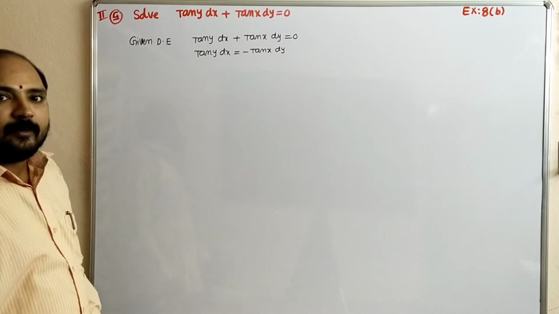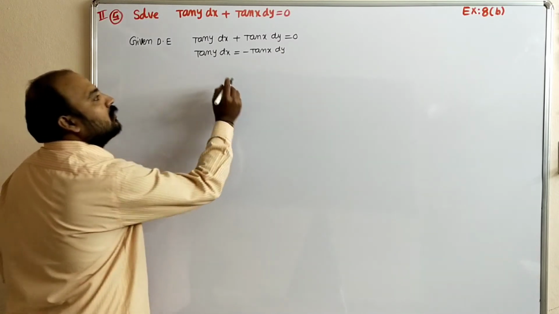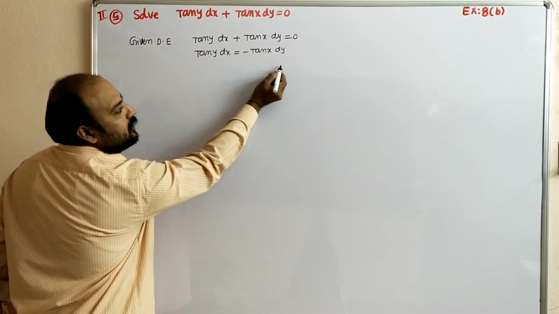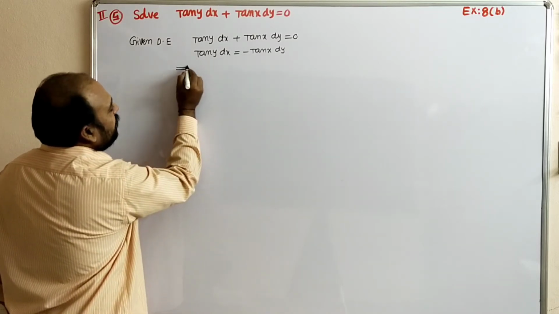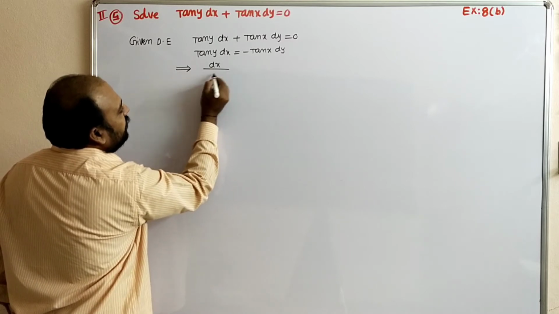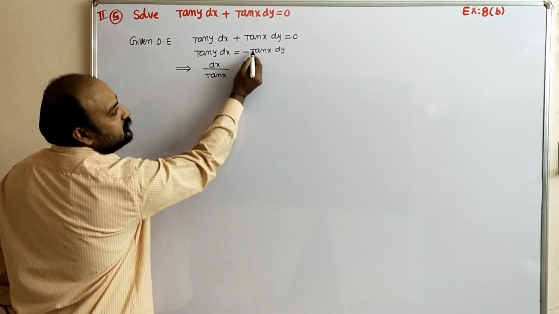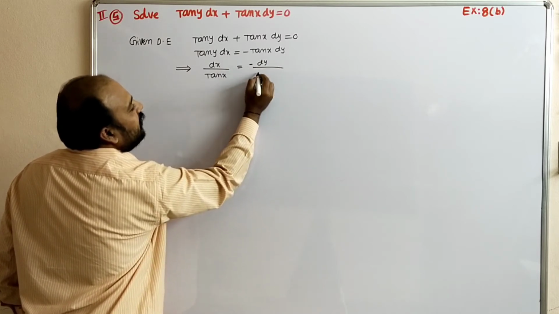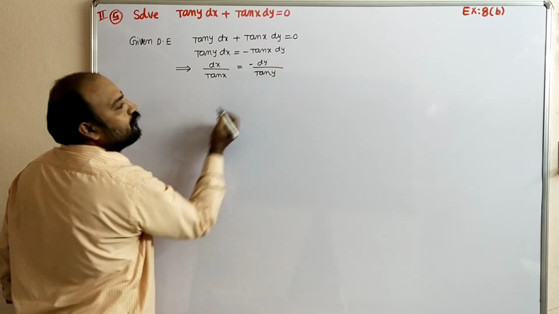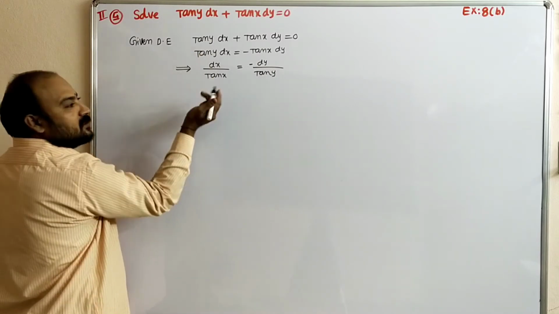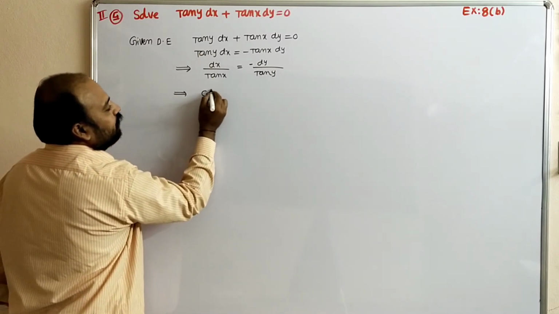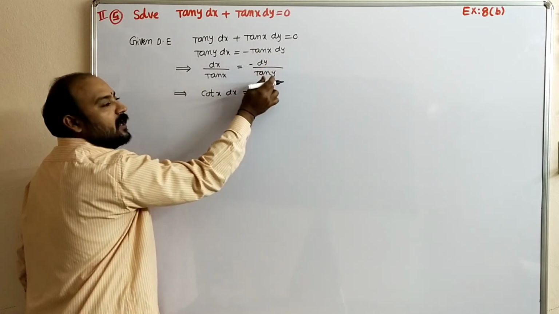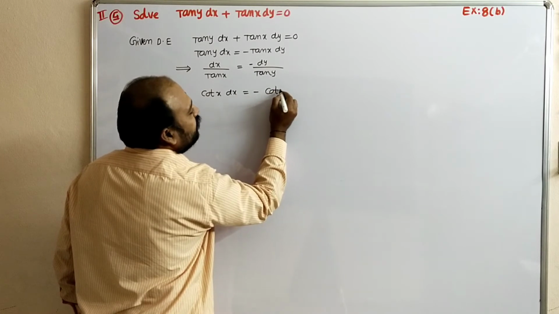Now separate the variables x and y here. Dx is there now, so tan x I am taking to the LHS, tan y I am taking to the RHS. That implies dx divided by tan x, keep the minus here, equal to dy divided by tan y. So 1 by tan x is cot x, the reciprocal of tan. Cot x into dx is equal to minus 1 by tan y, which is cot y, into dy.